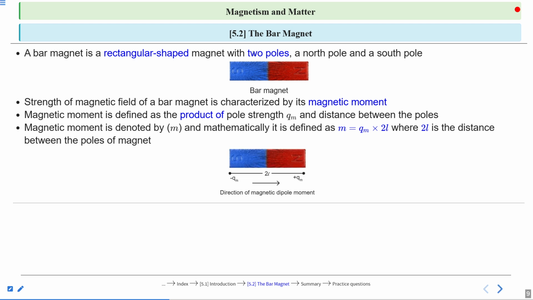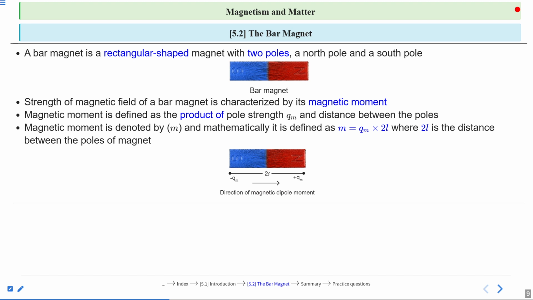So you can see in the diagram, this is the south pole, this is the north pole. The distance between these two poles, or we can say the length of the magnet, is 2L. North is taken as plus Qm and south is taken as minus Qm, like we used to take minus q charge and plus q charge in electrostatics. Similarly, for poles, minus Qm is taken as south and plus Qm is taken as north, and the distance between them is 2L.